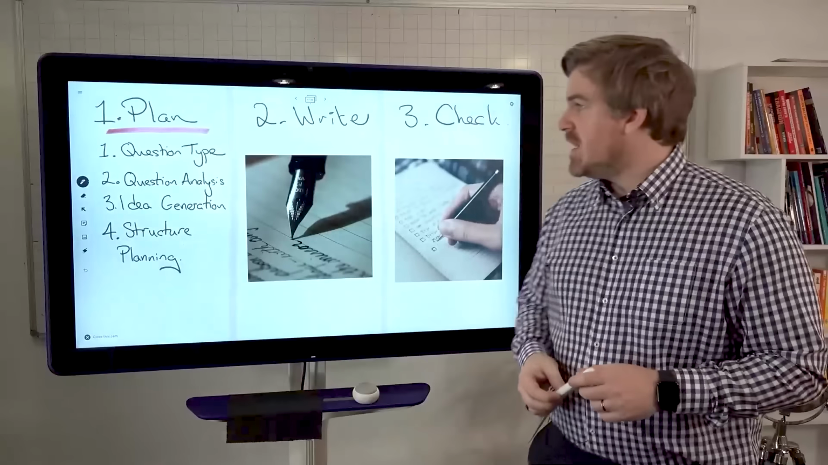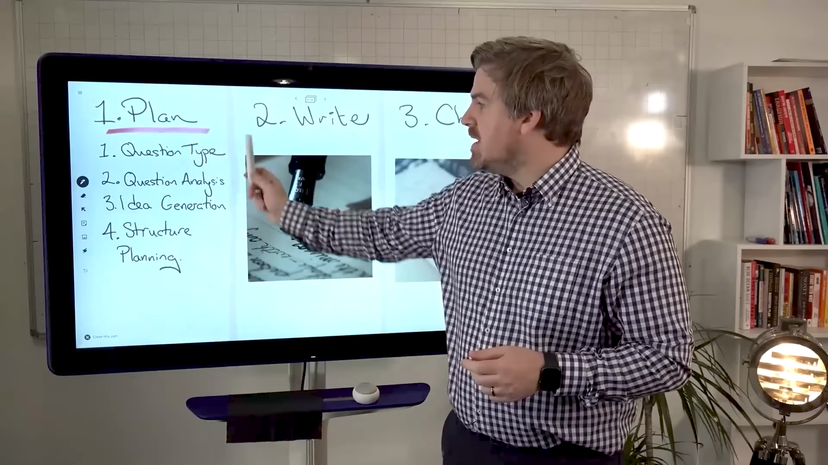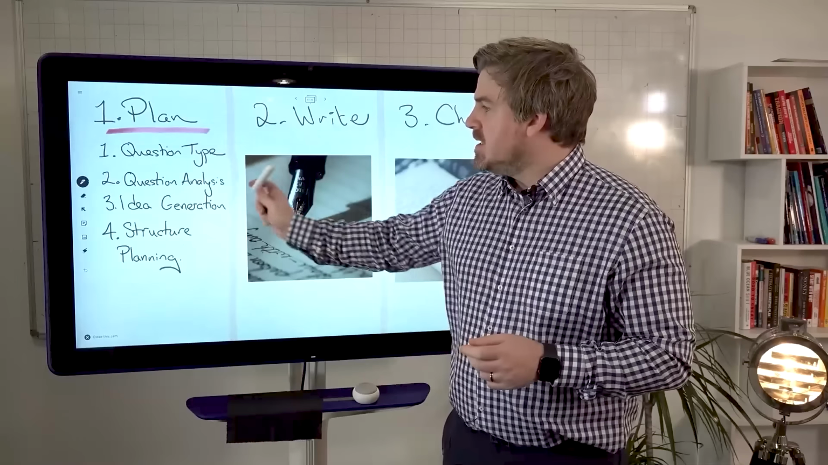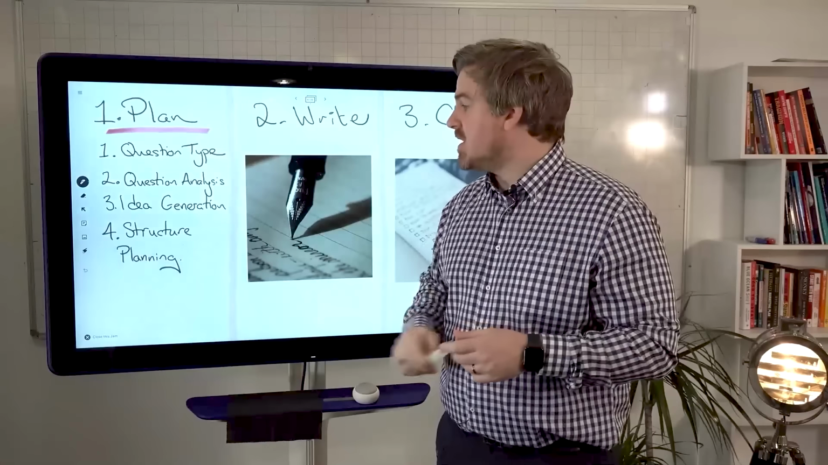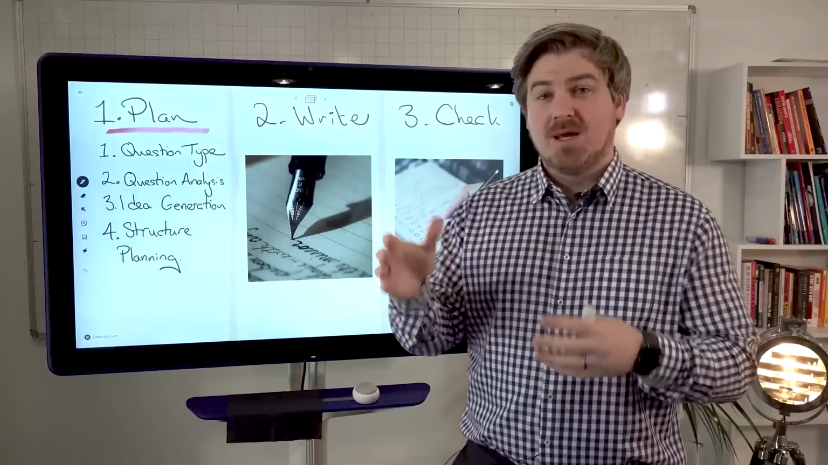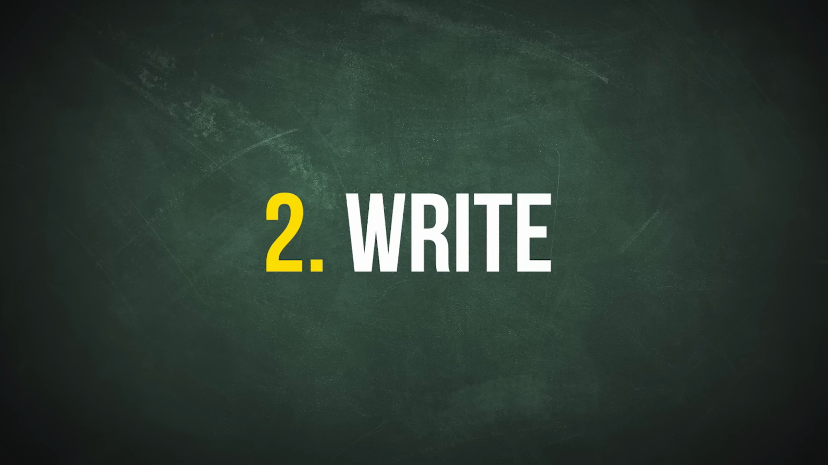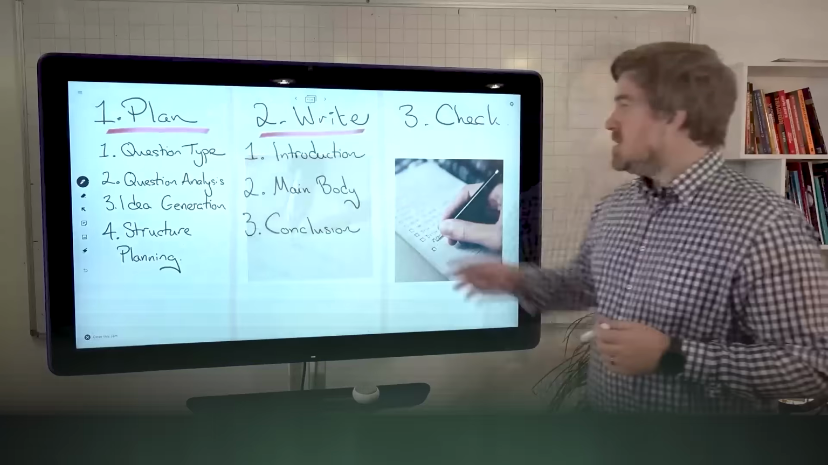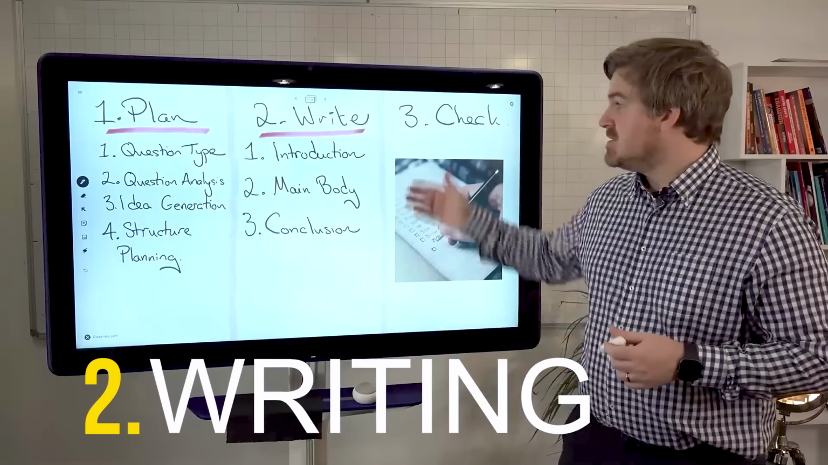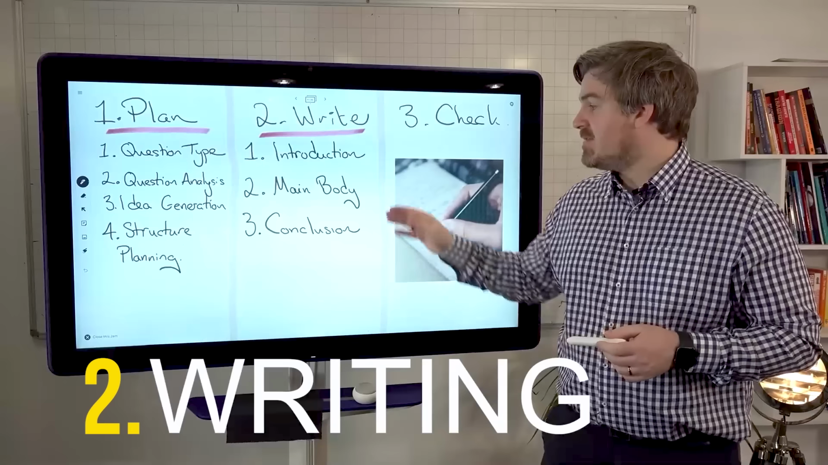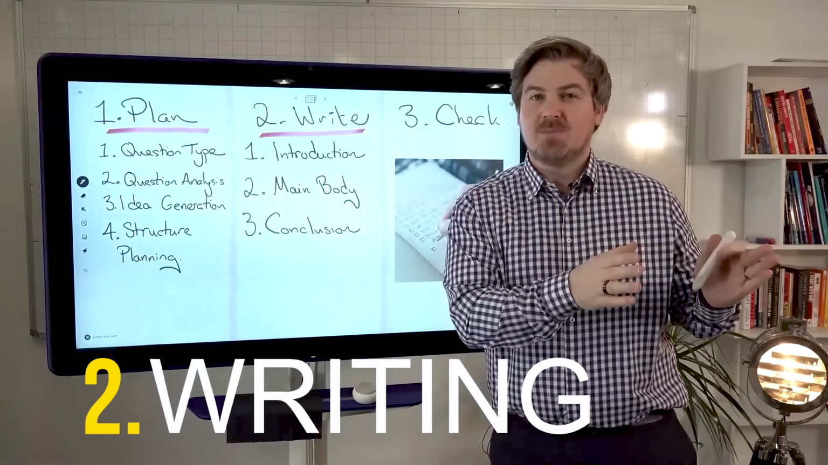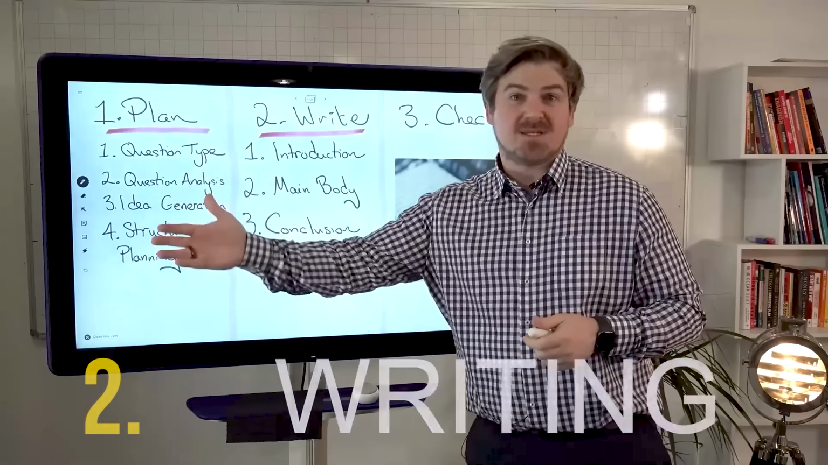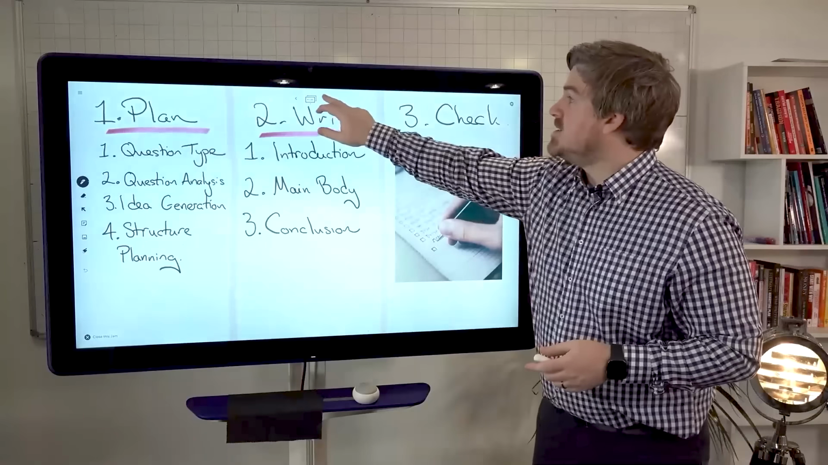So just to review the planning stage, understand the question type, analyze the question properly, generate your ideas, and then put all of your ideas and all of the things you're thinking about into a structure plan. And now we have a map and we can start on our writing stage. So there are 3 stages to the writing stage: introduction, main body paragraph, and your conclusion. So breaking everything down so that it's very, very simple to learn, so that you can give the examiners exactly what they want on test day.